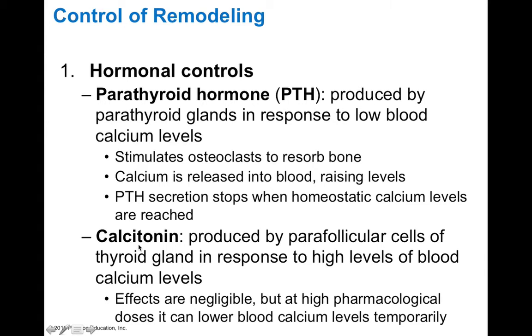In fact, calcitonin is released by your thyroid gland, also in your neck, by the parafollicular cells, in response to high levels of calcium. The effects are typically negligible, but at high pharmacological doses, it can lower blood calcium levels temporarily. Calcitonin is synthesized and secreted by our bodies, and it's been shown to lower blood calcium levels by stimulating bone deposit. So you're removing calcium from blood and basically storing it in bone.